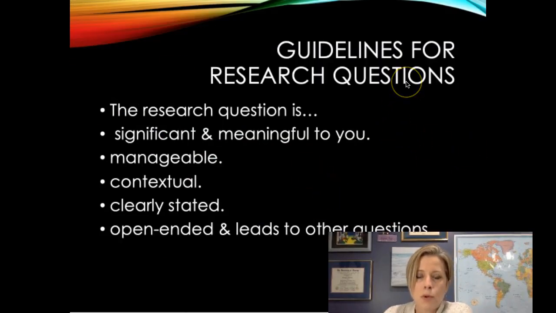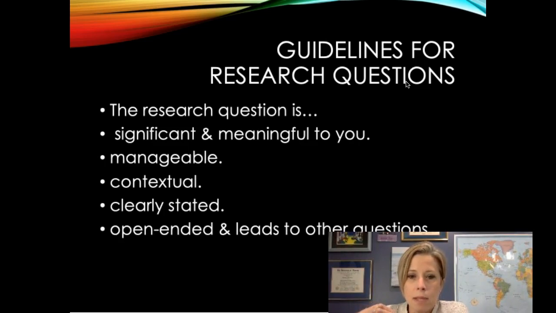Okay, to revise a question, I want you to think about this. The research question should be significant and meaningful to you. It should be manageable. It shouldn't be too big or too broad. It should have some context to it. It should be clearly stated.